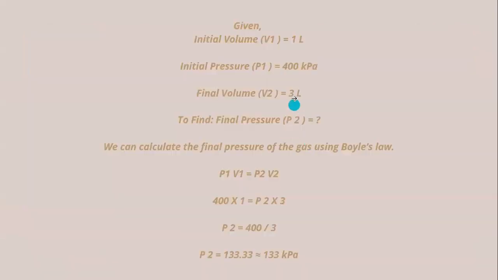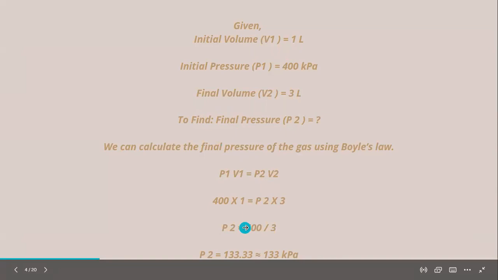So here we are given the initial volume, which is 1 liter, initial pressure, which is 400, and the final volume, which is 3 liters. And here we are asked to find the final pressure. So we just have to insert the numbers into the formula and then cross multiply. So we get P2 equals 133 kilopascals.